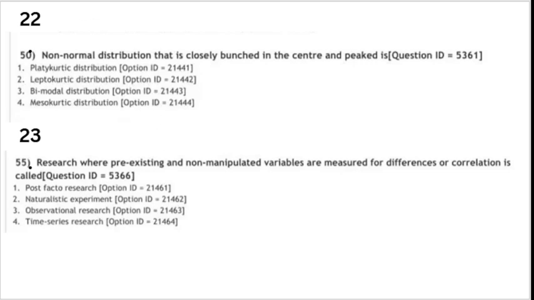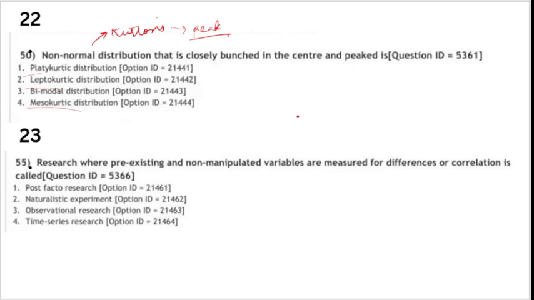Okay, let us look at it. This question has a lot to do with kurtosis. We have 3 different types of kurtosis: platykurtic, leptokurtic and mesokurtic. Kurtosis is basically on the basis of the peak. Skewness was on the basis of the symmetry. Kurtosis is on the basis of peak.